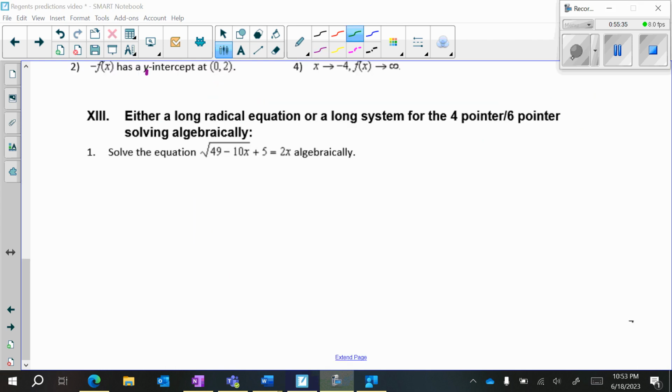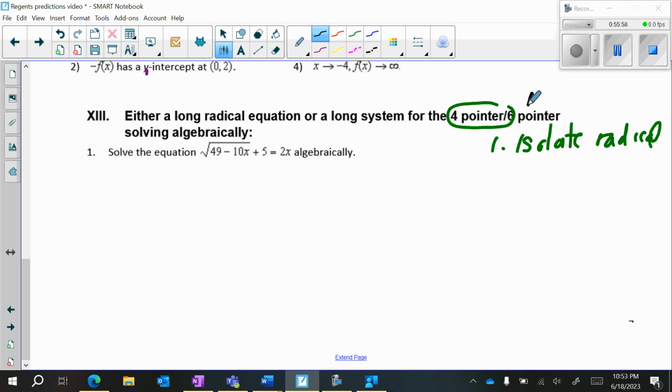The next thing we're going to talk about is another 4-pointer or 6-pointer. This is going to be a 4-pointer, and this is probably going to be a long radical equation. So you need to know how to solve a radical equation. All right, so the first step you need to know is isolate the radical. You know what? Let's add a step.